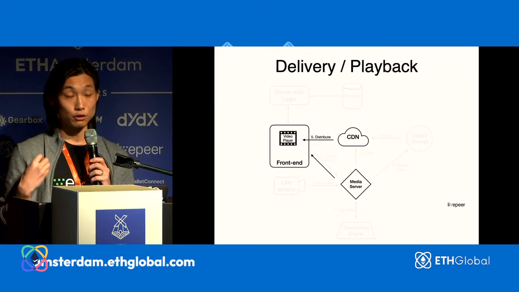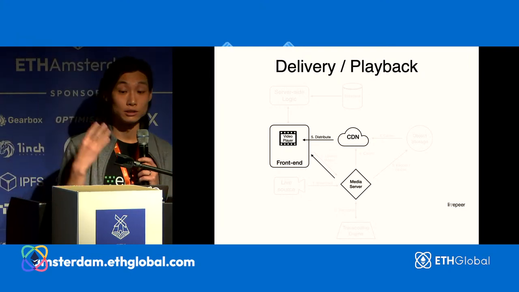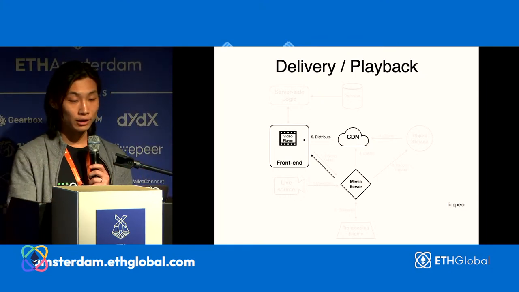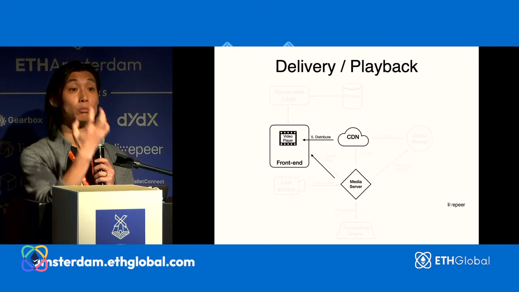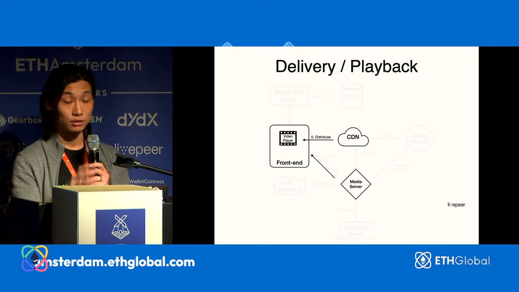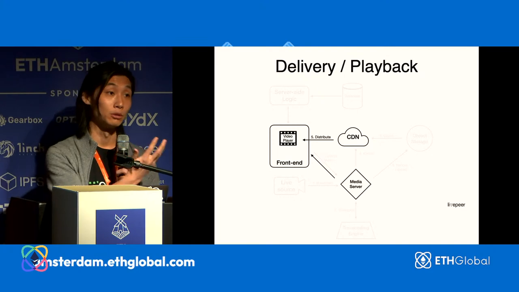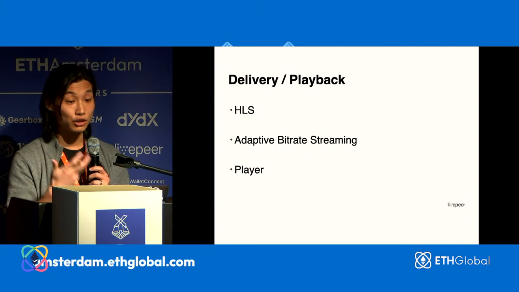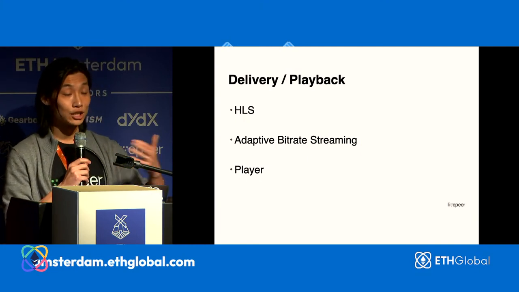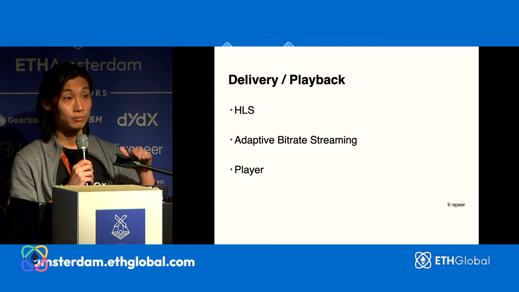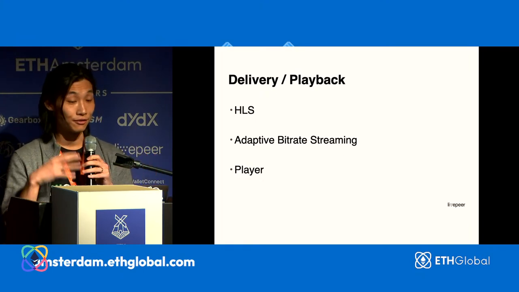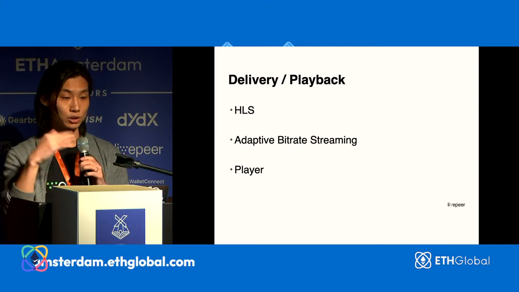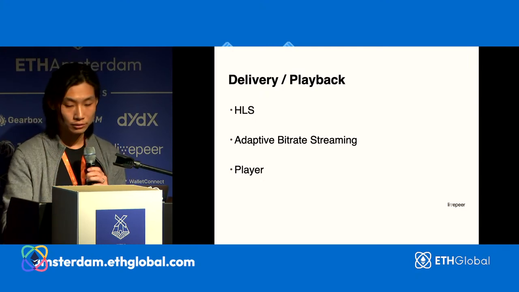Or, if you don't have that many viewers, sometimes you can deliver directly from a media server, and that's also possible. Either way, you're delivering to a video player on the client, which can be on a mobile phone or in a browser. In terms of delivery and playback, we think of HLS, which is the video streaming standard defined by Apple, adaptive bitrate streaming, which we're going to go into later, and then the video player.